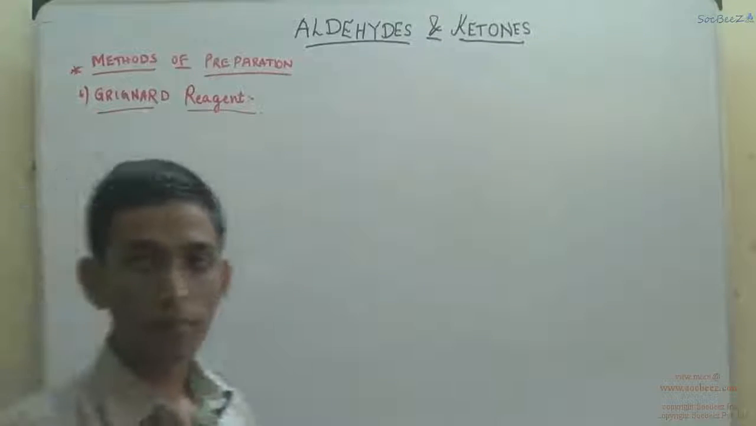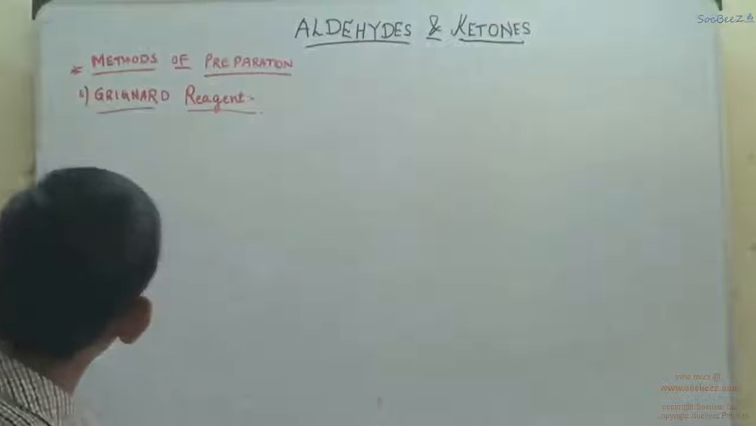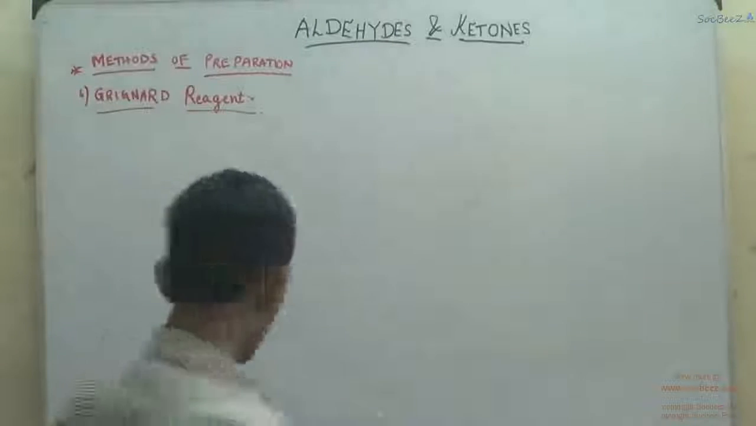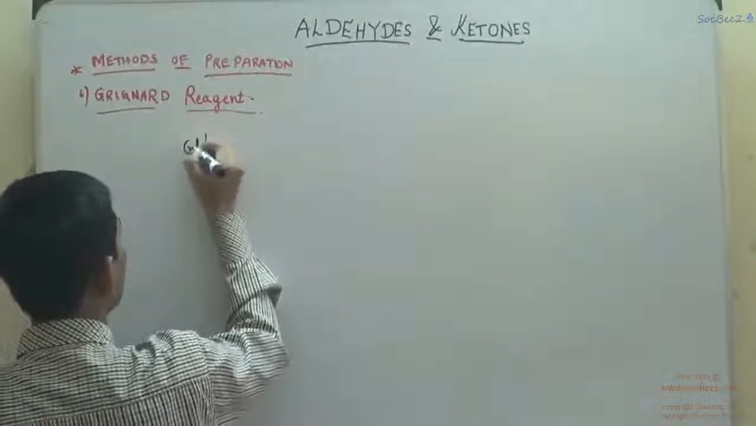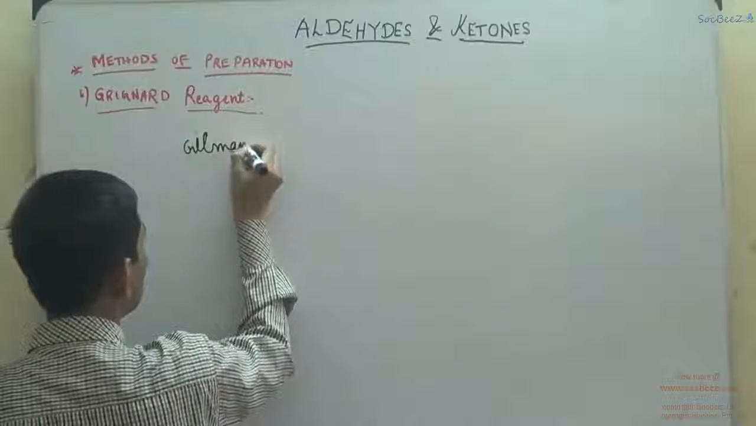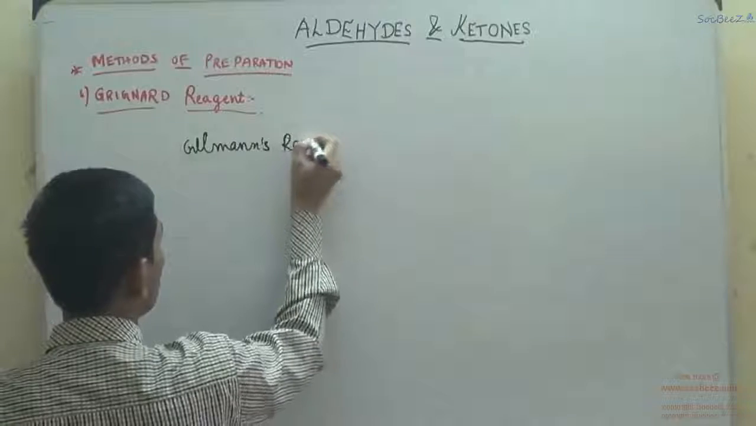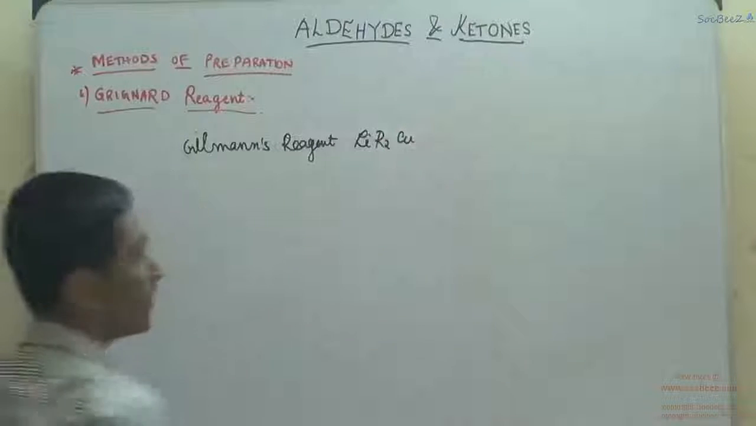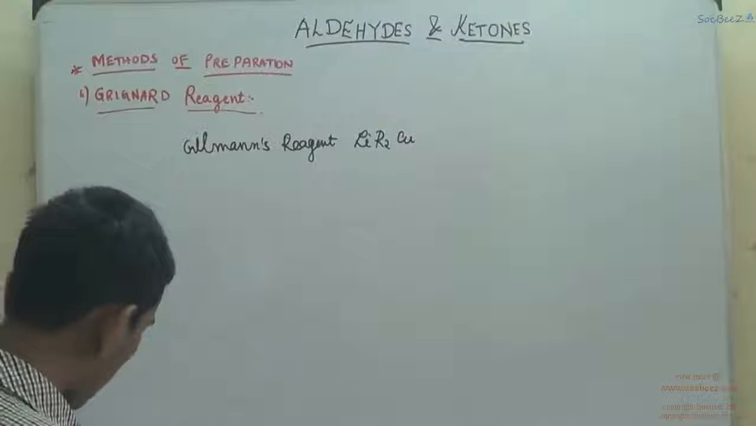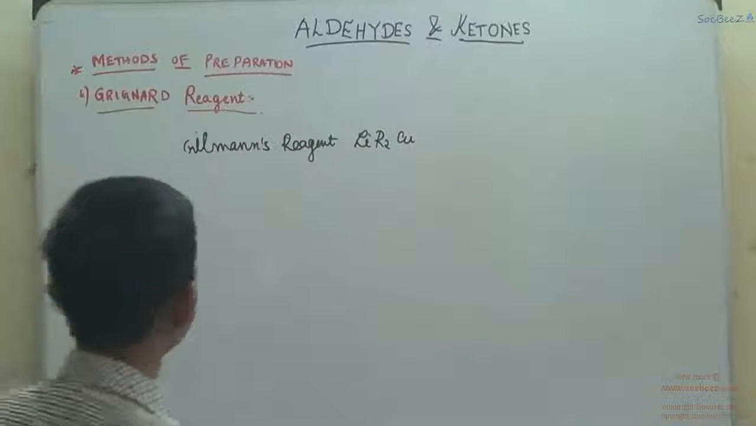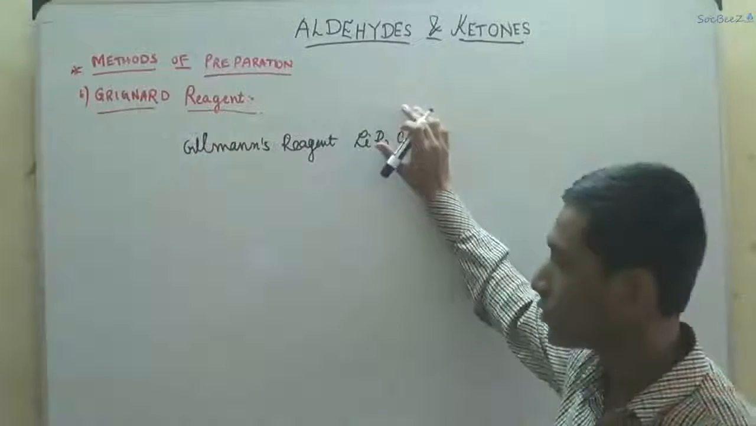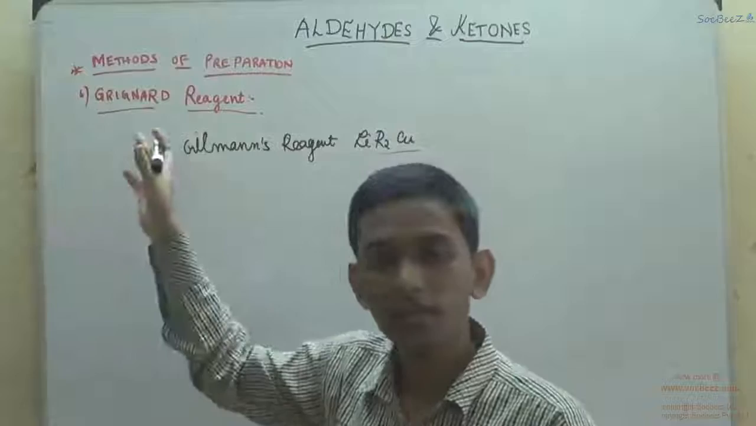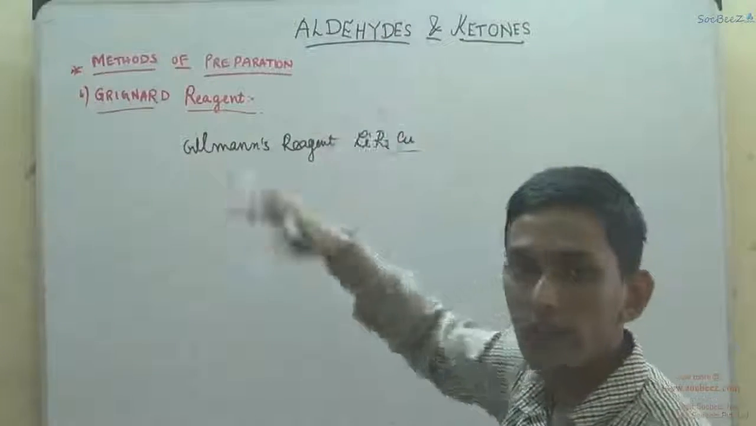So in order to stop at the ketone stage, use a weaker organometallic compound. You can use Gilman's reagent, which is LiR2Cu, where R is the alkyl or alkenyl group. The main reason why we use this LiR2Cu is that it will react faster with the ester and acid chloride than with the aldehyde or ketone to give rise to further alcohols.